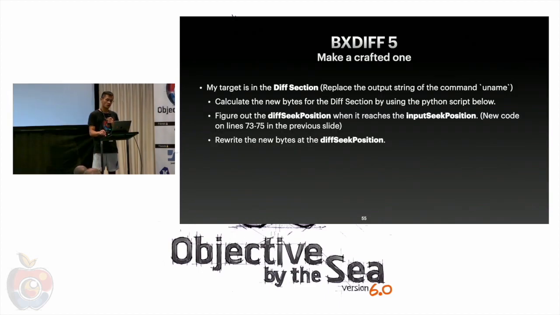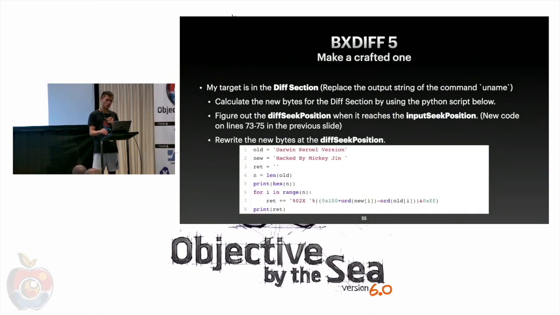My goal is to replace the output string of the command uname, so I should modify the diff section. First, using the following script to calculate the new bytes in the diff section. Then pick out the diff seek position when it reaches the input seek position. The new code in the previous slide is used to print the position. Next, rewrite the new bytes at the diff seek position.